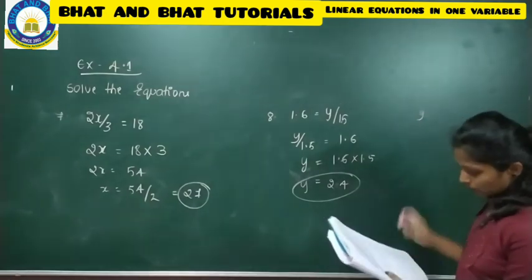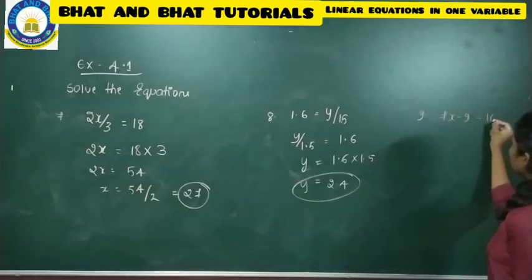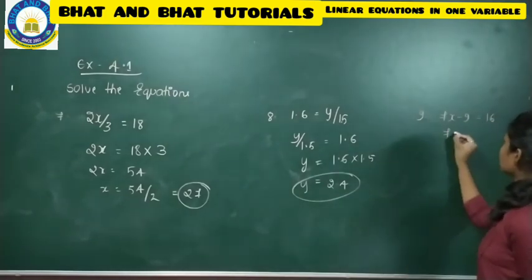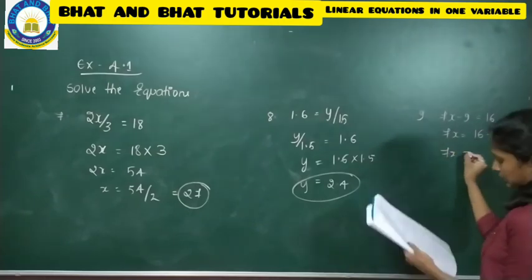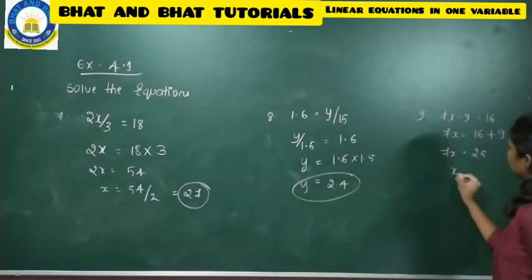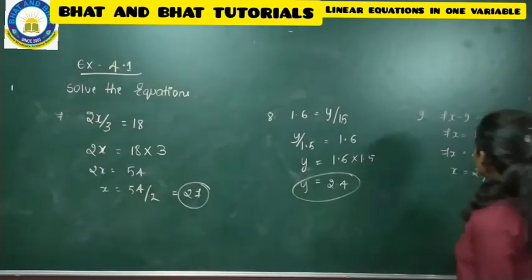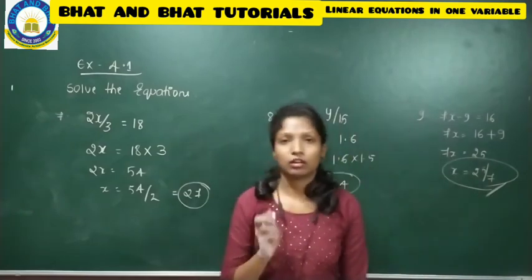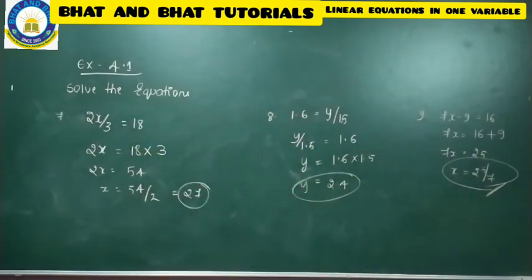So come to the ninth question. 7x minus 9 is equal to 16. So 7x is equal to 16 plus 9. 7x is equal to 25. X is equal to 25 by 7. Further, if you divide also, you will get a recurring number. So stop it over there. So you can copy this now. And fine, hope you have copied this.